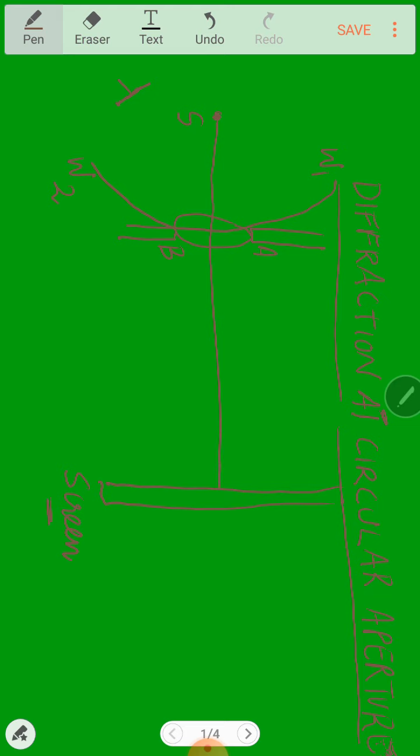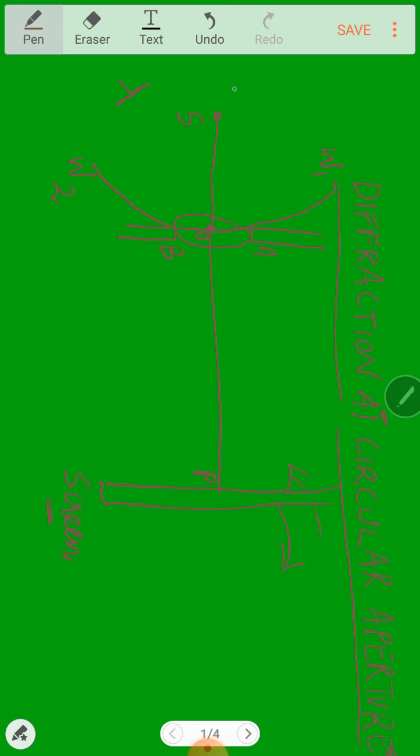And let P be the axial point. To find the pole with respect to the point P, we draw a straight line connecting S and P, and it touches the wavefront at the point O. O is the pole with respect to the point P. And here this is a screen, and we will be obtaining a diffraction pattern on the screen.